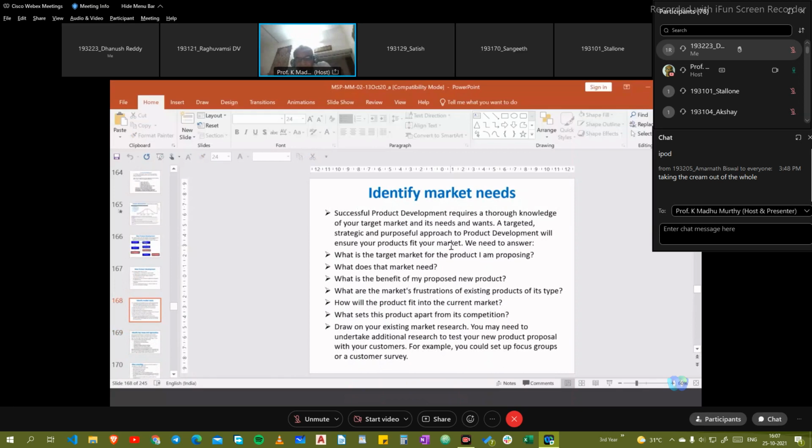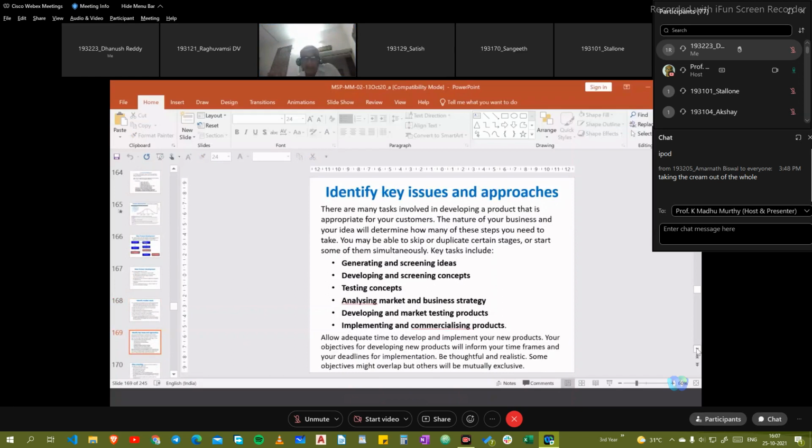And what sets this product apart from its competitors? How is it different? What differentiation are we coming up with? And based on this marketing research, we may have to conduct further and much more focused research on this. And the usual process is generating and screening ideas, developing and screening these concepts, testing concepts, analyzing markets, developing and market testing, and finally commercializing.